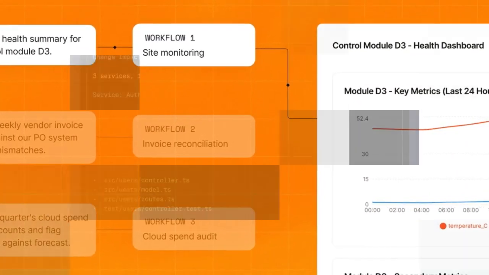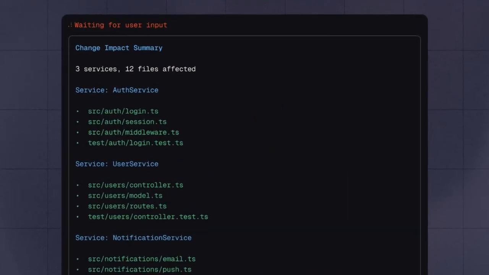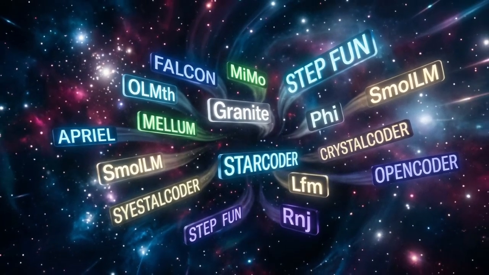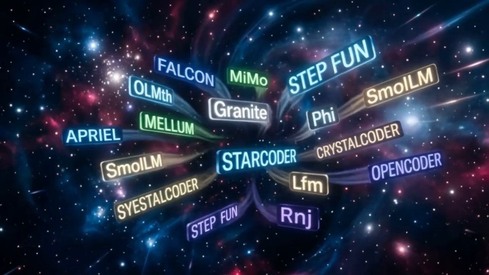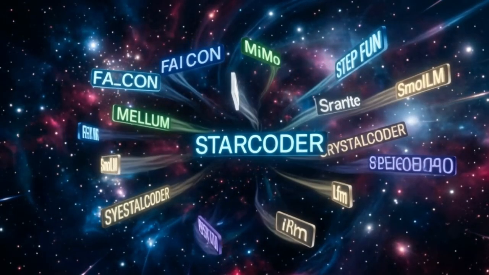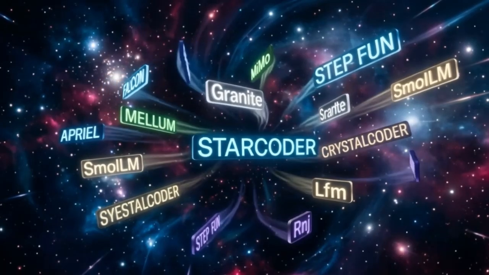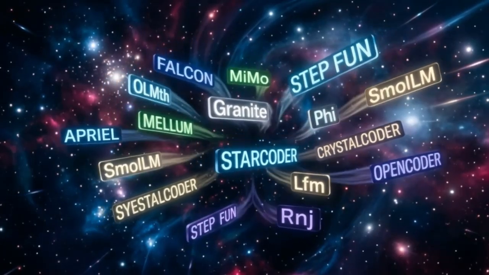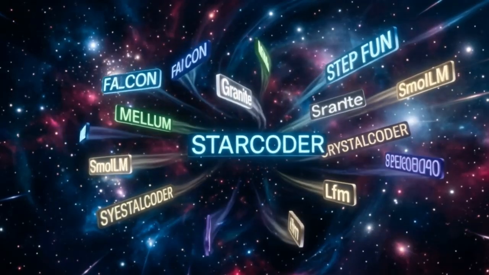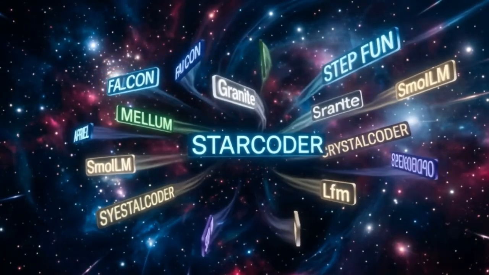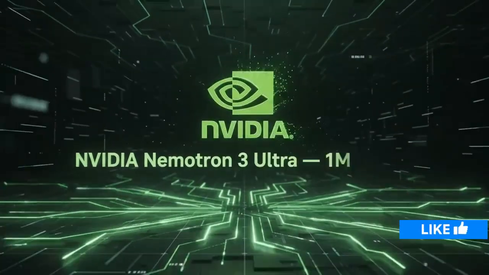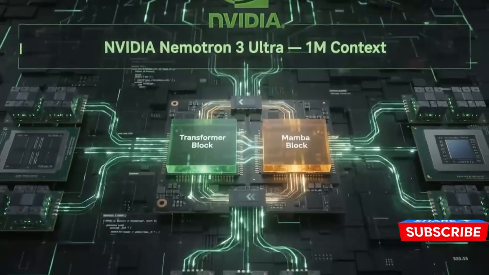So what's the takeaway? If you want absolute maximum performance on complex coding loops, spin up Kimi, SmolLM, Phi, StarCoder, CrystalCoder, SeedCoder, OpenCoder, or DeepSeek. If you want to keep everything private and running on your local rig, go with Gemma 4, StepFun, LFM, RNJ, Apriel, or Mellum. And for rigid enterprise applications, look at Mistral, Falcon, MiMo, OLMo, Ornith, Granite, or GLM. Open source isn't just an alternative anymore. It is the default architecture for production-grade AI agents.